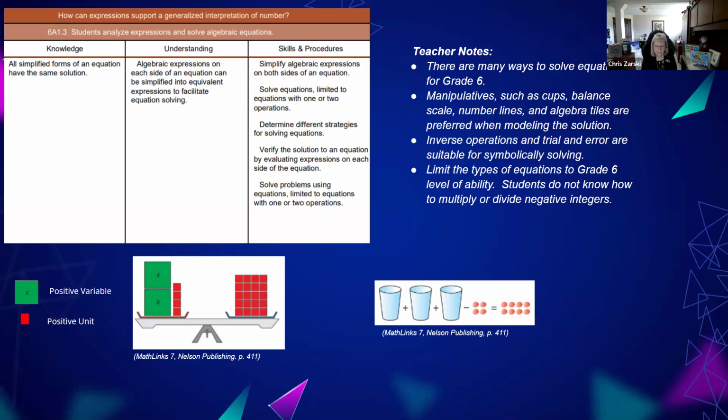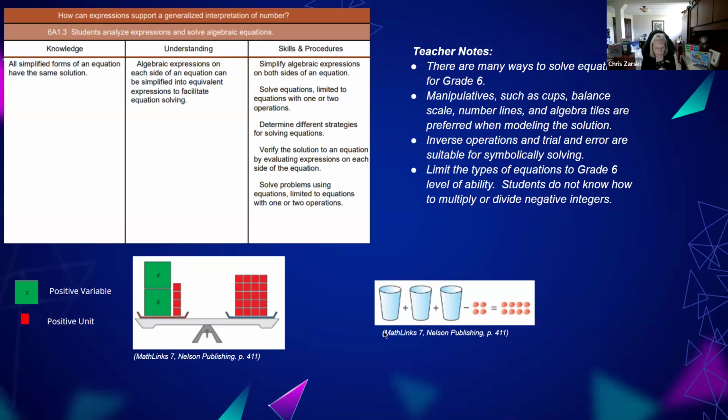So we're looking to simplify wherever we can, and where we can add like terms together, we will, before we move forward to go through the process of solving. So algebraic expressions on each side of an equation can be simplified into equivalent expressions to facilitate solving, making it as simple and easy as we can.